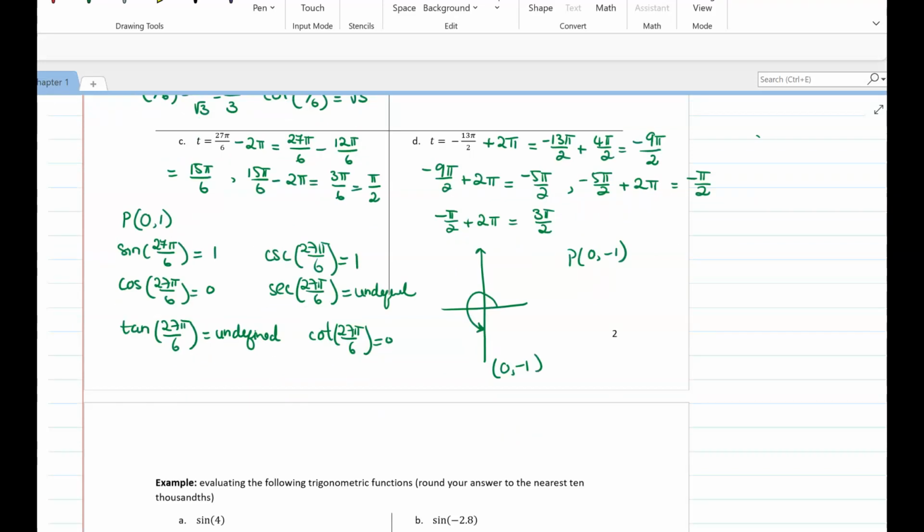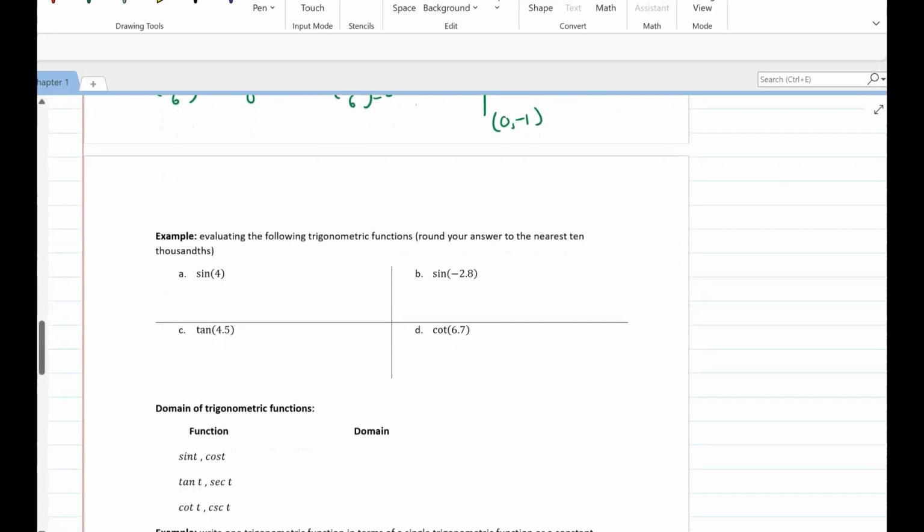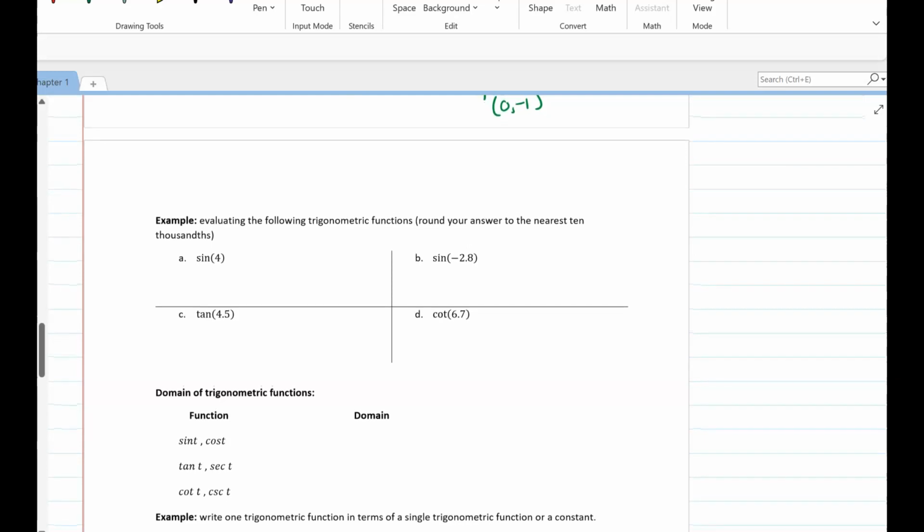So are we always given some angle that is on the unit circle, or some special angle, to calculate the value of sine and cosine? Well, in reality, that's not always the case. So how would we calculate the value of sine and cosine if they are not on the unit circle? Well, that's what the calculators are for. So let's take a look at this example on how to use the calculator. We want to evaluate the following trigonometric function, and we want to round the answer to the nearest 10,000th. So the nearest 10,000th would mean 4 decimal places.